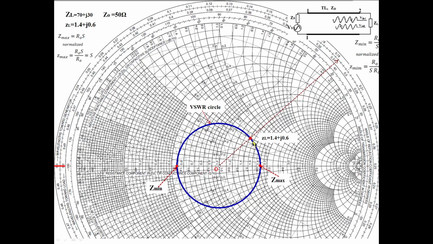Starting from the load, whatever it may be, you move over that. Wherever the VSWR circle cuts the horizontal line on the right side, you stop. Measure the distance from the load point to here. That's all. That gives the maxima distance.